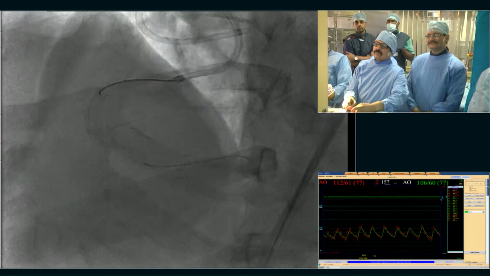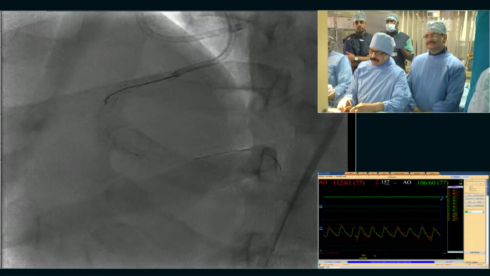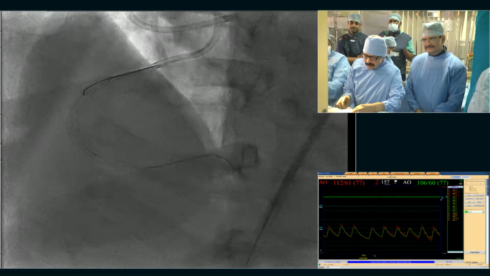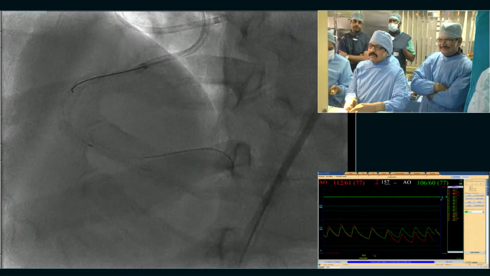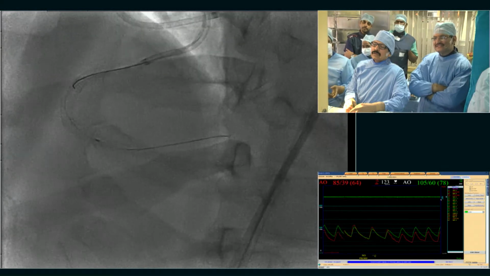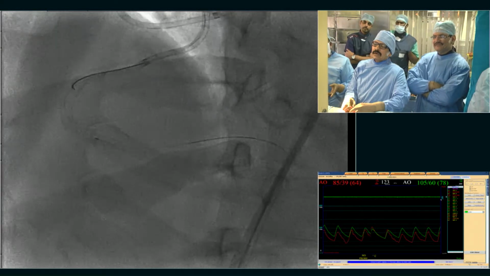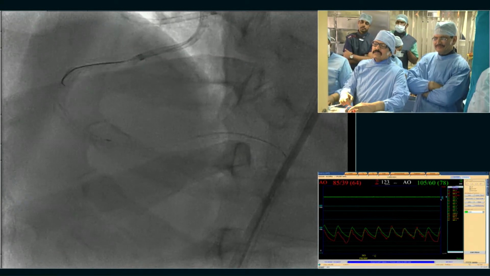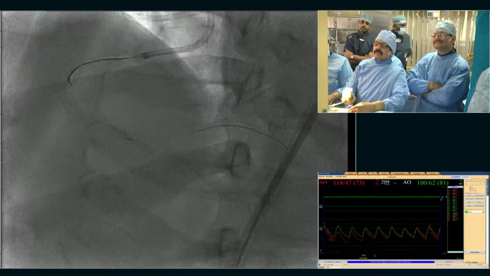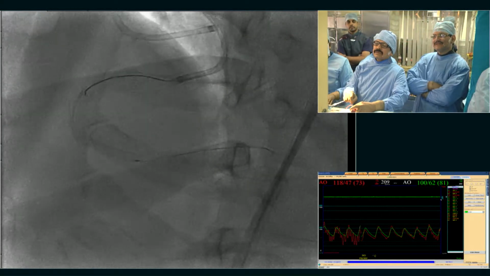What do you feel? Should we try hard for this? Yes. This is the same balloon. Sapphire 1 millimeter, the lowest profile available with us. Difficult to cross.